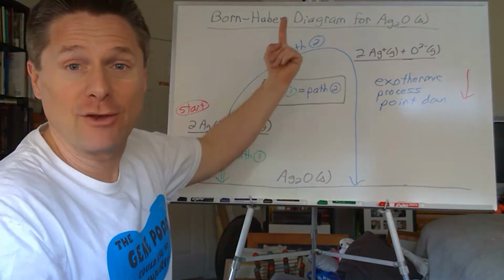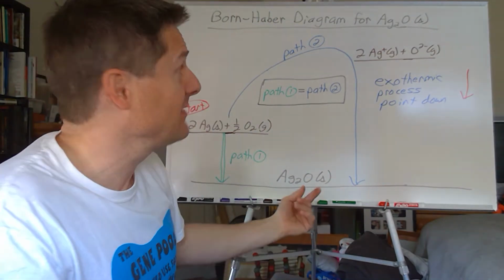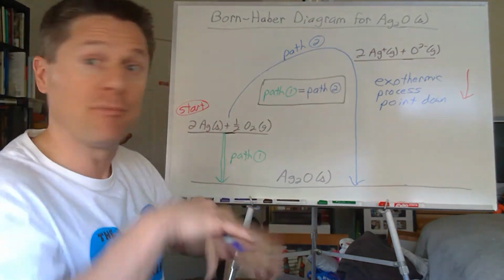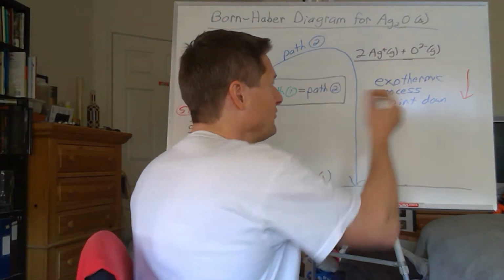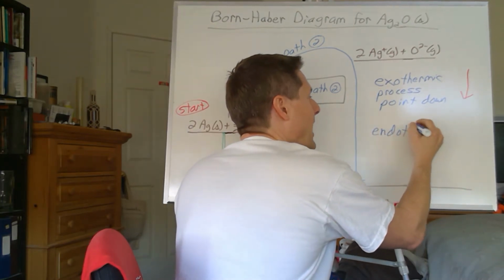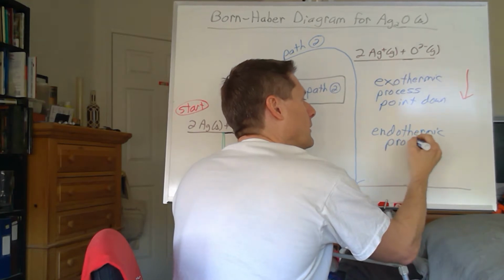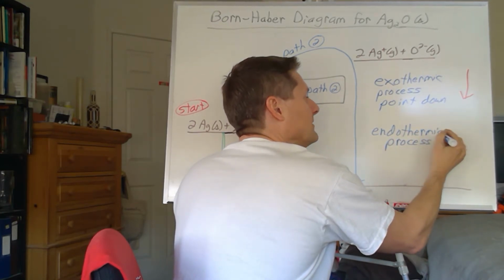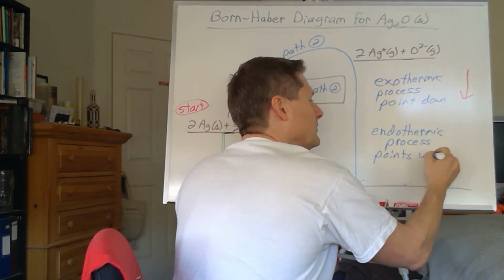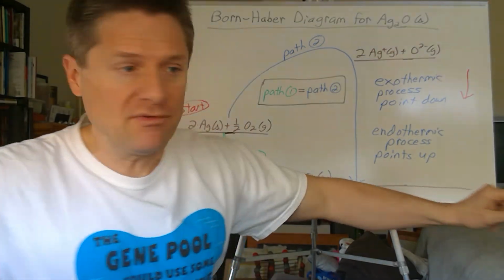So anything that's endothermic, bond energies, ionization energies, right? Those kinds of things, sublimation energies, those are endothermic processes. They're gonna go up the ladder, up the rungs of the ladder. Okay, so exothermic process points down. An endothermic process points up. So sometimes you can just qualitatively think about that, but you can just look on the tables, right?